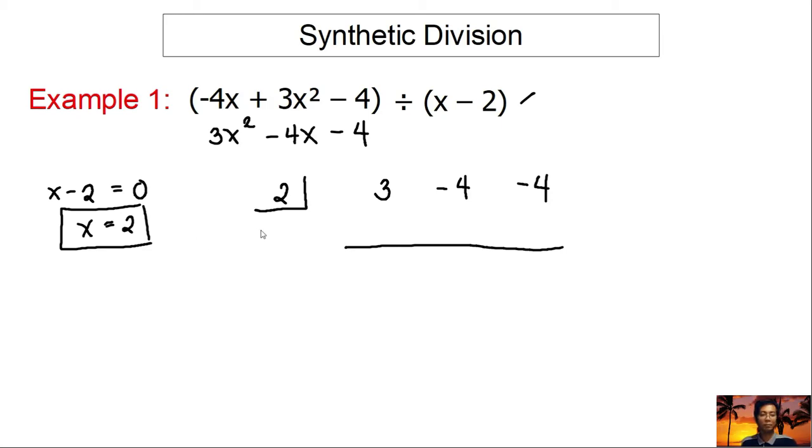First step is bring down the first number. So, ibababa po natin yung ating first number. The first number is 3. So, write 3 here. Ayan. So, meron ka ng 3.